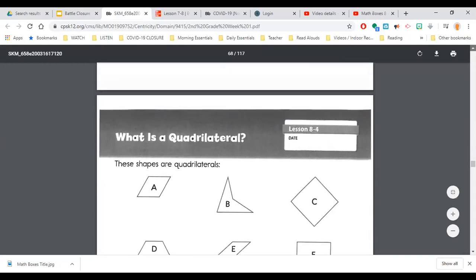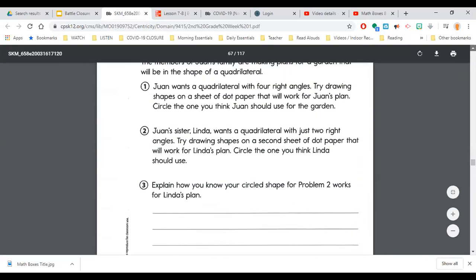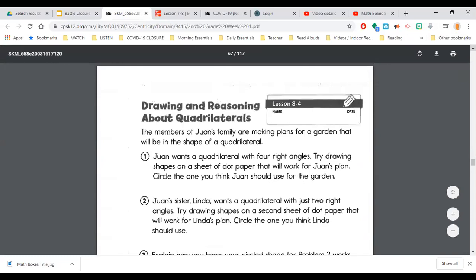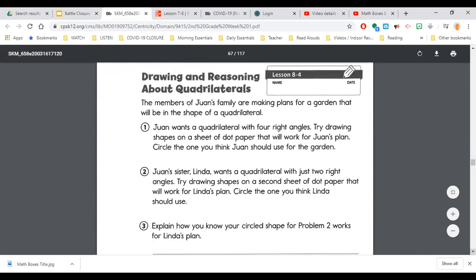All right, your other activity. We'll have to scroll back a little bit. It says drawing and reasoning about quadrilaterals. It says the members of Juan's family are making plans for a garden that will be in the shape of a quadrilateral. Juan wants a quadrilateral with 4 right angles. So make sure you understand what a right angle is. Try drawing shapes on a sheet of dot paper, which is provided in your packet, that will work for Juan's plan. Circle the one you think Juan should use for his garden.